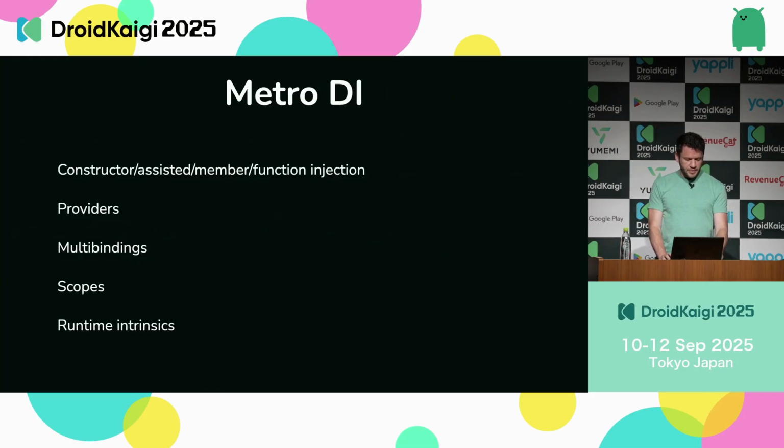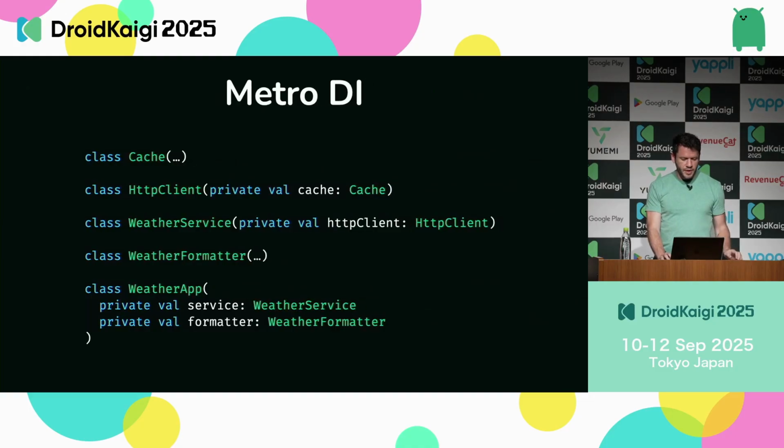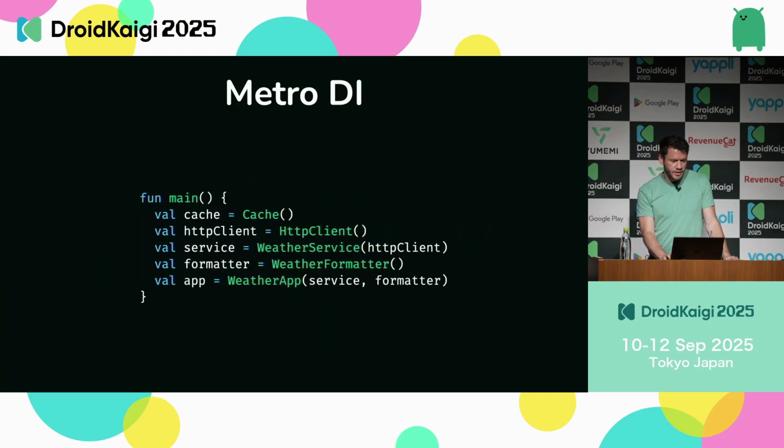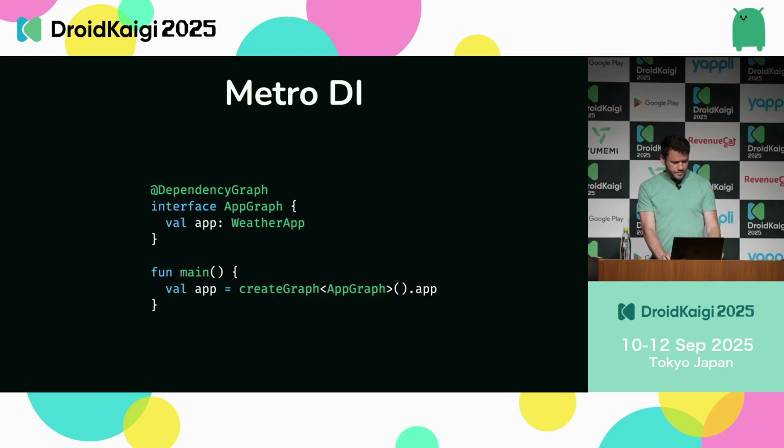Metro builds on top of established patterns from existing DI frameworks with familiar semantics like different injection types, providers, multibindings, scopes, and intrinsics like Provider and Lazy. Like other DI frameworks, Metro lets you use annotations to indicate dependency semantics in your code directly, allowing you to replace this wiring with this.